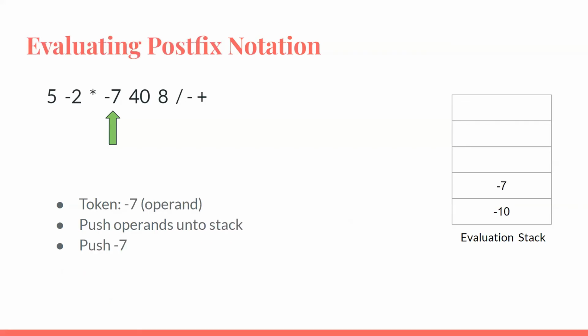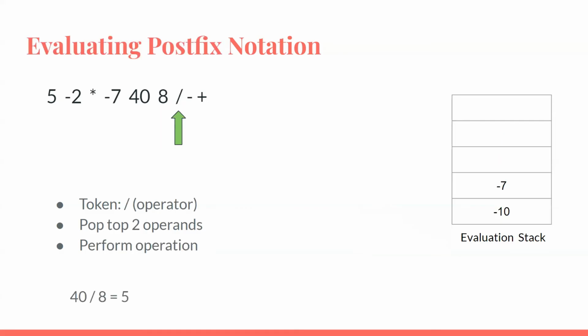I'm going to push that onto the stack, like next 40. Next 8, we just push again. Division sign, again. We're going to pop the top 2 things from our stack. We're going to do the expression, so we're going to get 40 divided by 8. 40 divided by 8 is 5, and we just push that result onto the stack.